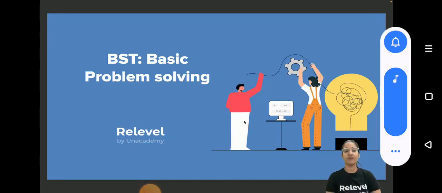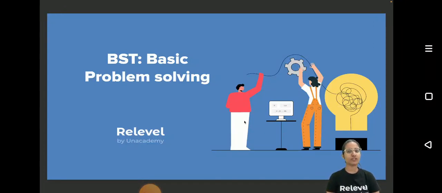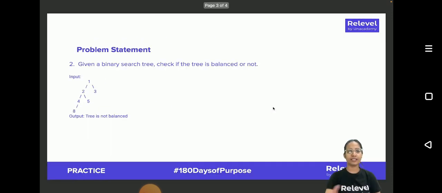Basic problem solving. We have already solved one question on this, which was based on flattening a binary tree into a linked list. So do check out that question as well if you haven't yet. Today we are going to be looking at the second problem, where we have been given a binary search tree and you need to check whether the tree is balanced or not.